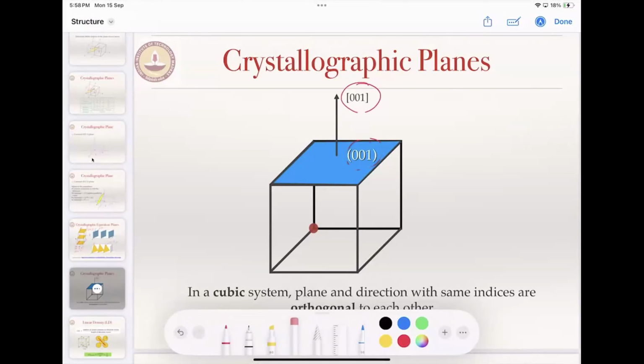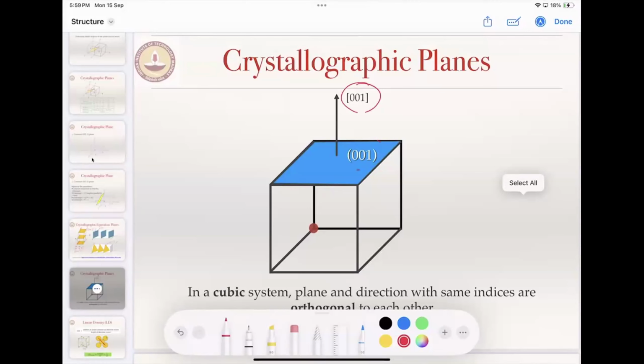You can verify that. Because this direction 0, 0, 1 is something that we know, right? Is that direction 0, 0, 1 or not? Z-axis. So in a cubic system, the plane and direction will have the same indices. That is true only for cubic systems. For other systems, it need not be true, but we will be dealing with mostly cubic systems. That is why we are making this observation.